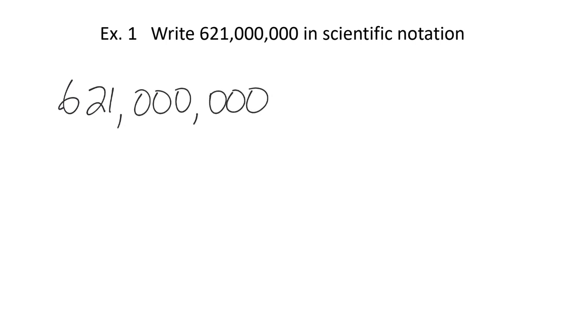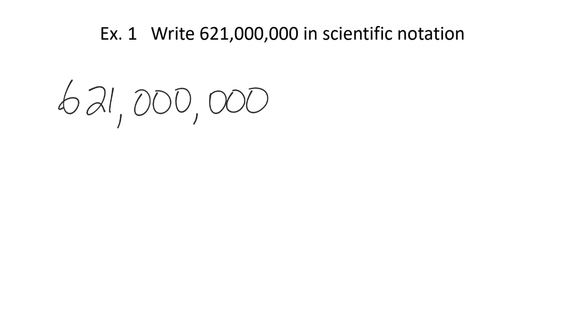Okay, so now let's write 621 million, I think that's what that is, in scientific notation. We need to move the decimal. When you write a number that doesn't have a decimal, you're going to assume the decimal is at the end, even though it's not really written. In sig figs, obviously there would only be 3 sig figs, but we're not talking about that now. So in scientific notation, you have to move the decimal.